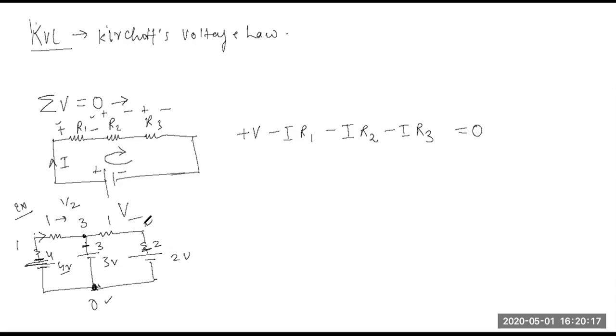Similarly, if you see this branch, this is the higher potential, this is the lower potential. So current will flow from 3 to 2. Higher potential 3 minus lower potential 2, so 3 minus 2 is 1, divided by net resistance 2. So current will be in this direction and that will be 1 by 2. So current coming towards the junction is 1 by 2, and current going away from the junction is 1 by 2.